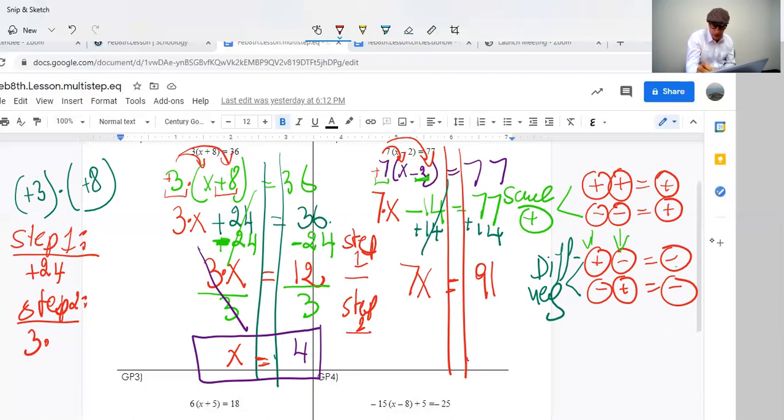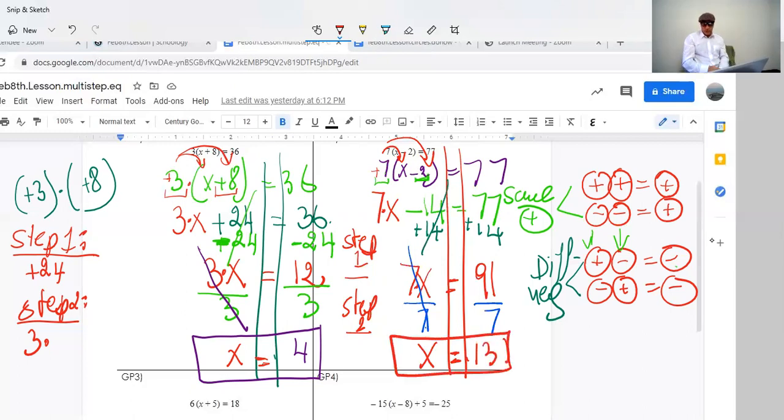Second step, I need to get rid of this multiplication by 7. And the opposite of multiply by 7 is dividing by 7. Left side again, no thinking. You're just going to cancel. And I'm left with x. I isolated the variable. And x equals 91 divided by 7 gives me 13. All right, that was the second example.